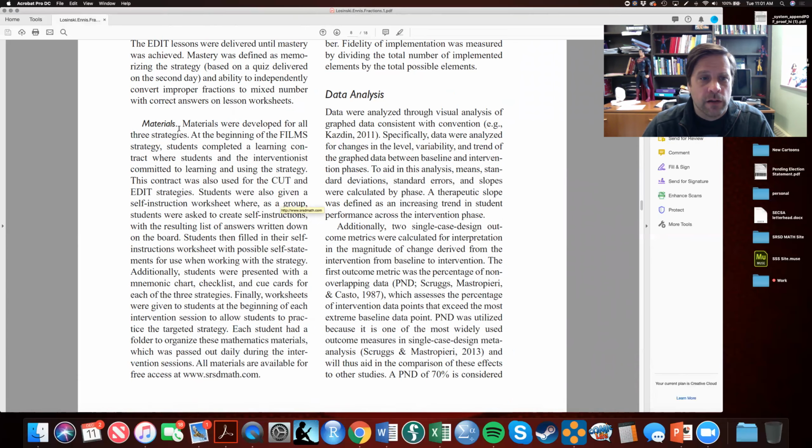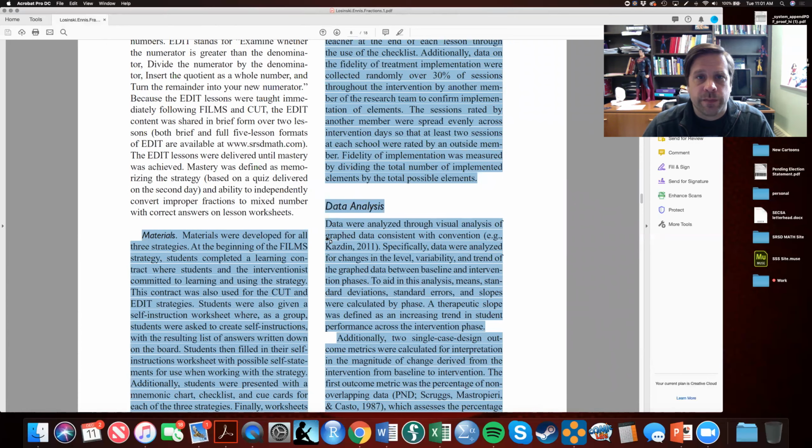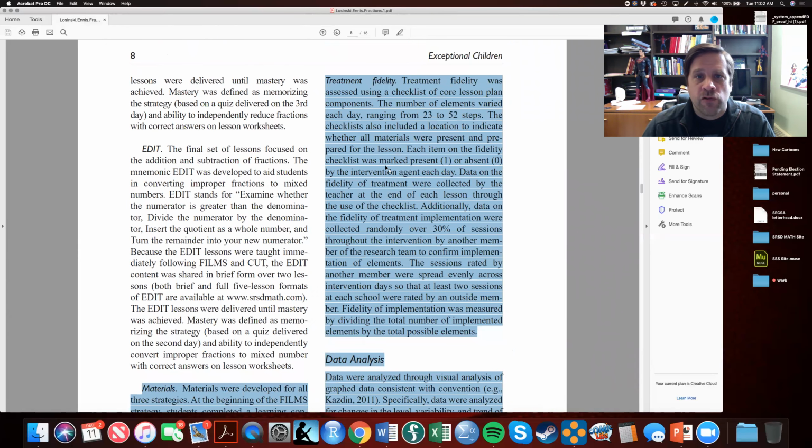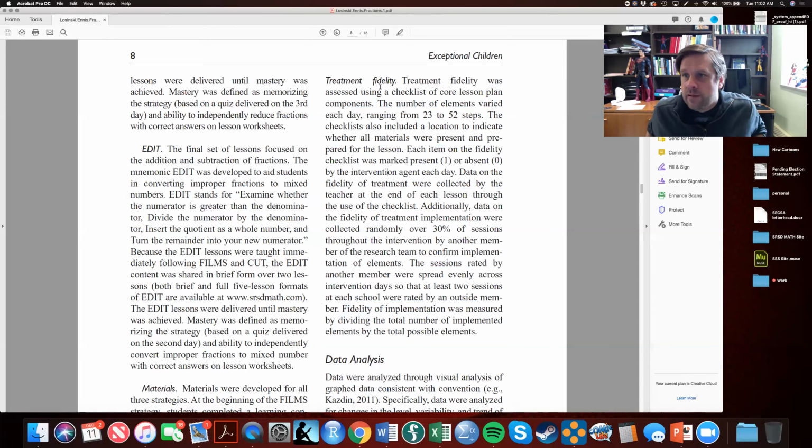Then we have a description of the materials that we used. And then we have treatment fidelity, which should be in any plan. And treatment fidelity is essentially going to say, we delivered this intervention. We have a checklist made that is going to go through each component part of the intervention, and we're going to check that off each time we do it. And so we had the teacher, as they were going along, check off that they hit each step of the lesson plan. And then on 30% of occasions throughout the intervention, we would have somebody else come through and check it off.